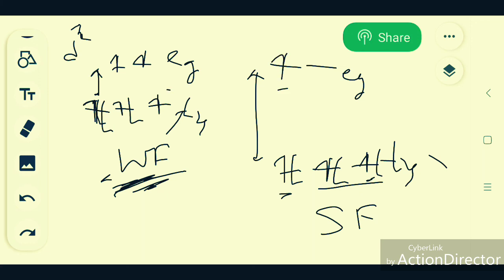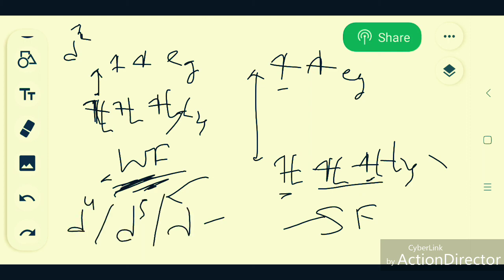In D8 configuration, now we can see that both the configurations become equal. So only four configurations are different: D4, D5, D6 and D7. Only four configurations are different in weak field and strong field complexes. So their ground state terms are entirely different, and this will be helpful in the preparation of plotting the Tanabe-Sugano diagram, because Tanabe-Sugano diagrams are constructed for both types of complexes, weak field as well as strong field complexes.